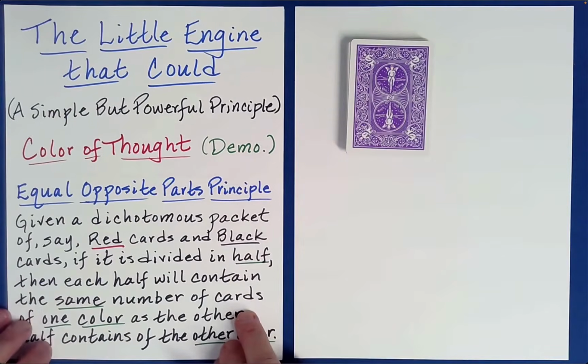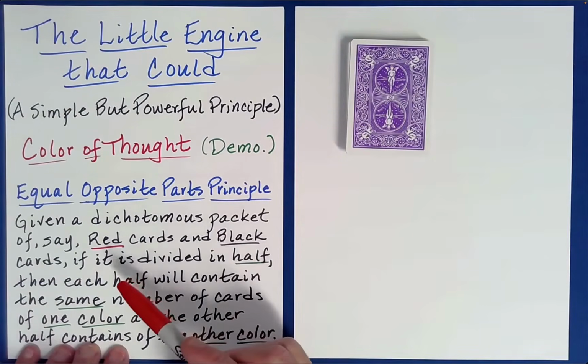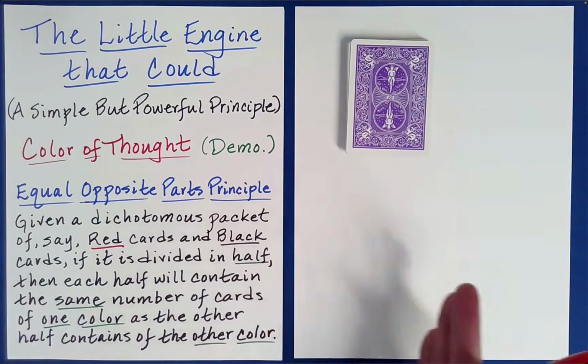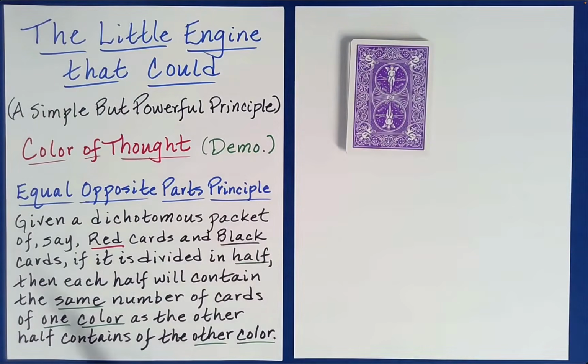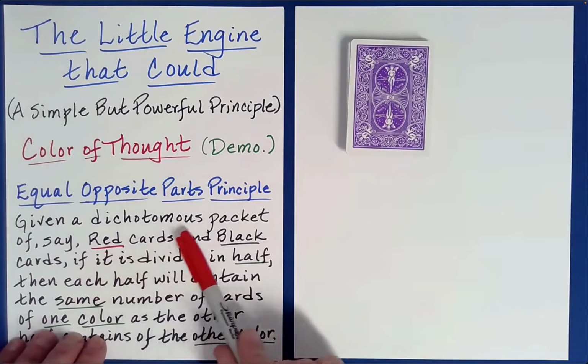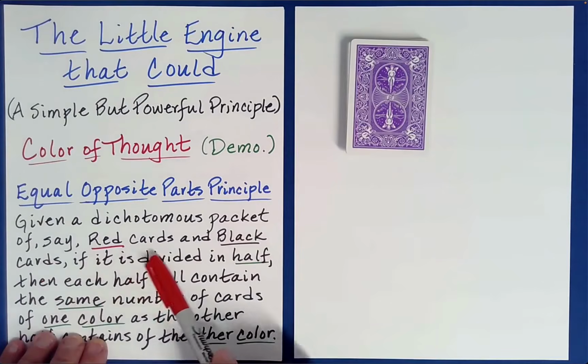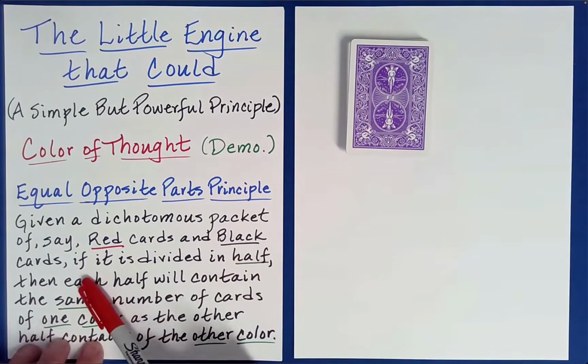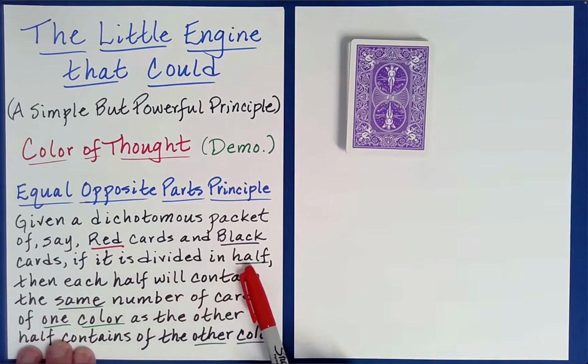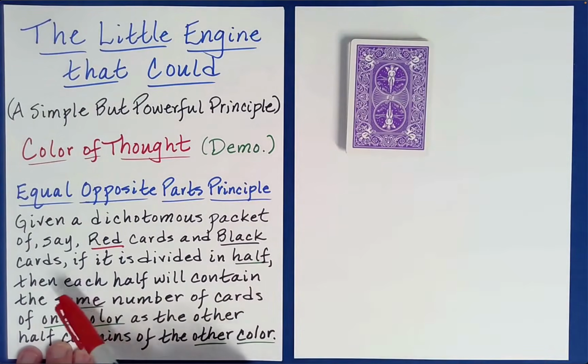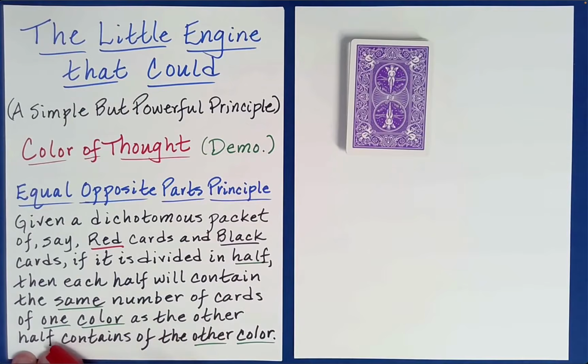So given a dichotomous packet, so dichotomous just means to split into two, like red, black, yes, no, on, off, that kind of thing. Given a dichotomous packet of, say, red cards and black cards, if it is divided in half, which is what we did, then each half will contain the same number of cards of one color as the other half contains of the other color.